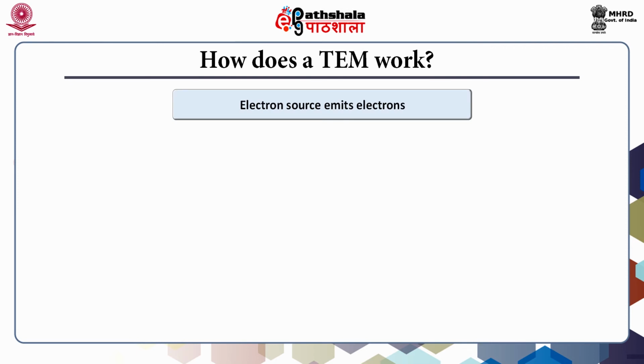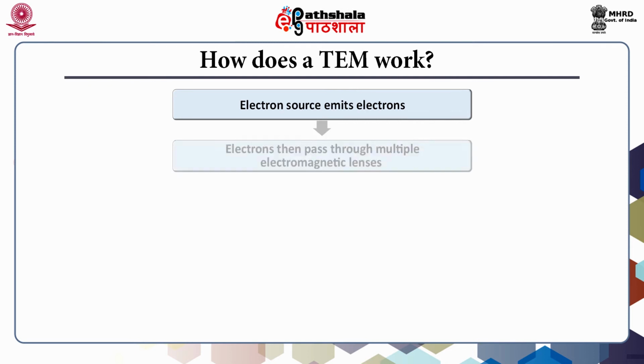An electron source is placed at the top of the microscope. The source emits electrons which travel through the previously evacuated microscopic column. The electrons are then made to pass through multiple electromagnetic lenses that focus the electrons into a very thin beam. These lenses are tubes wrapped in coil and referred to as solenoids.